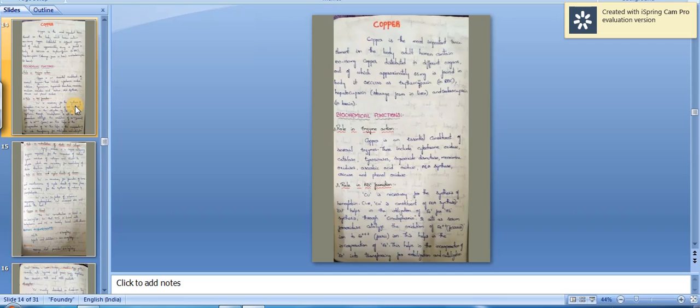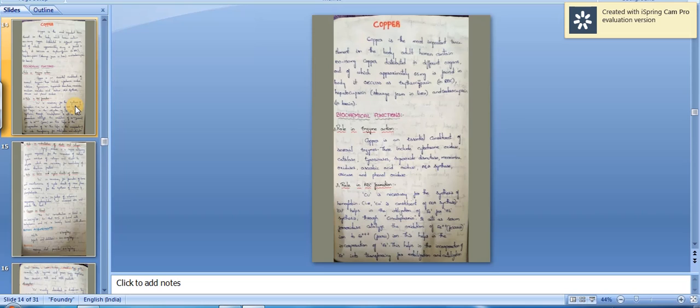An adult human contains 100 to 150 mg of copper, which is distributed in different organs, out of which approximately 65 milligrams is found in the body. It occurs as erythrocuprein in RBC, hepatocuprein as the storage form in the liver, and cerebrocuprein in the brain.